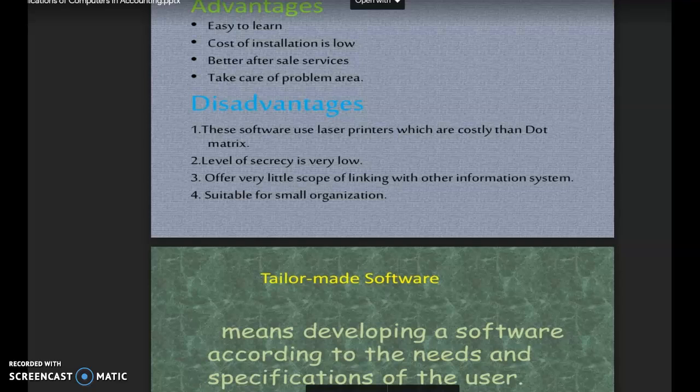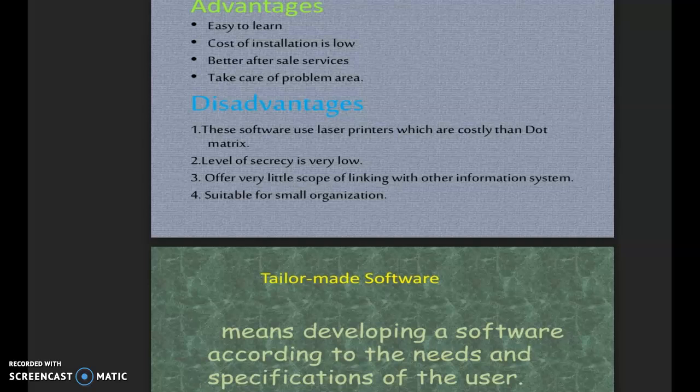What are the disadvantages of these? Disadvantages are there, that these software use laser printers which are costlier than the dot matrix. Nowadays, you come across most organizations using laser printers. Earlier, organizations used the dot matrix. So basically, the dot matrix is cheaper and laser printers are costlier. So cost effectiveness is one other disadvantage.